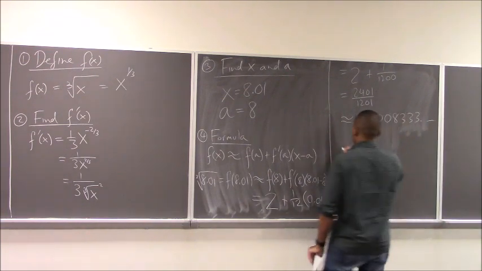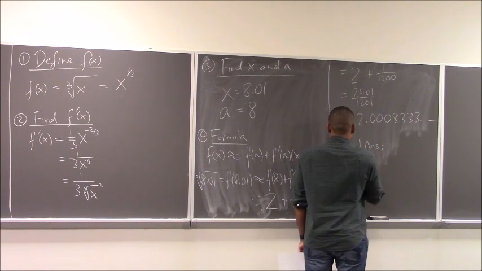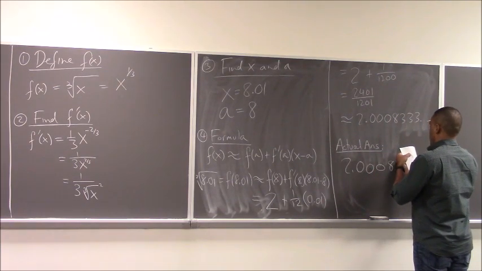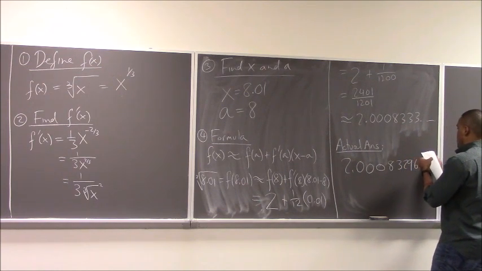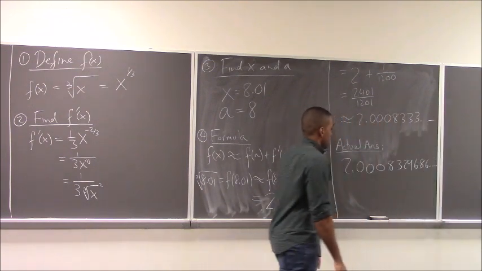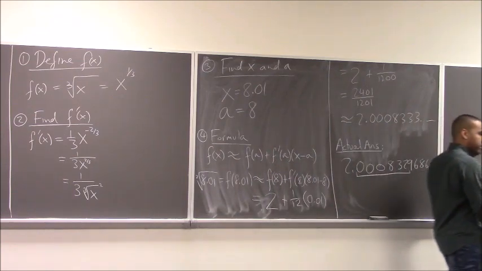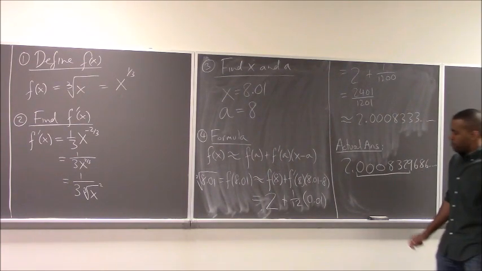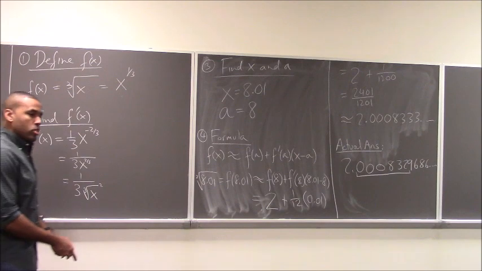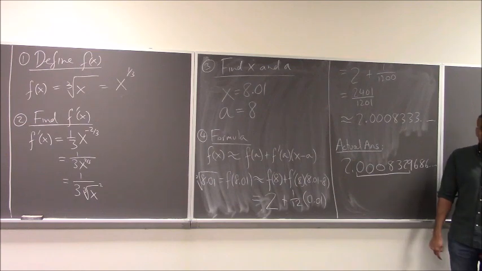And just for some comparison here, the actual answer is 2.00083296. So we were right up to, with rounding, 6 decimal places. Pretty nice. So that's how you use a tangent line to approximate a function at a point. Any questions on this?